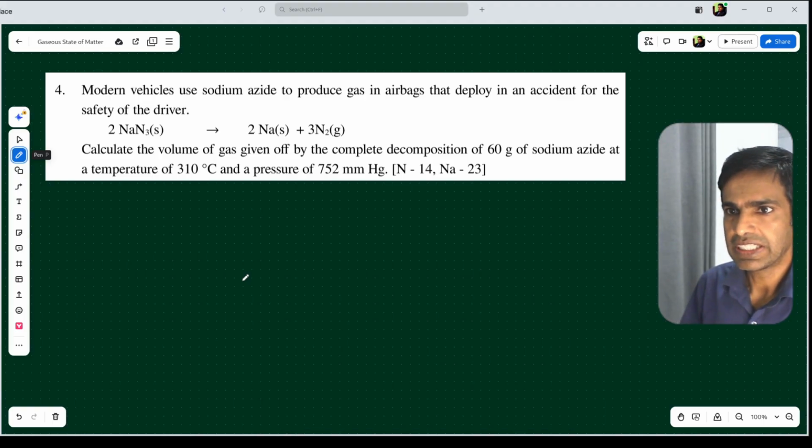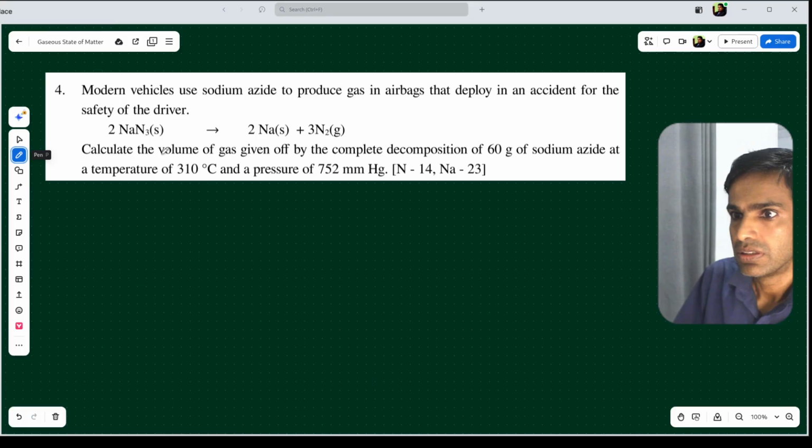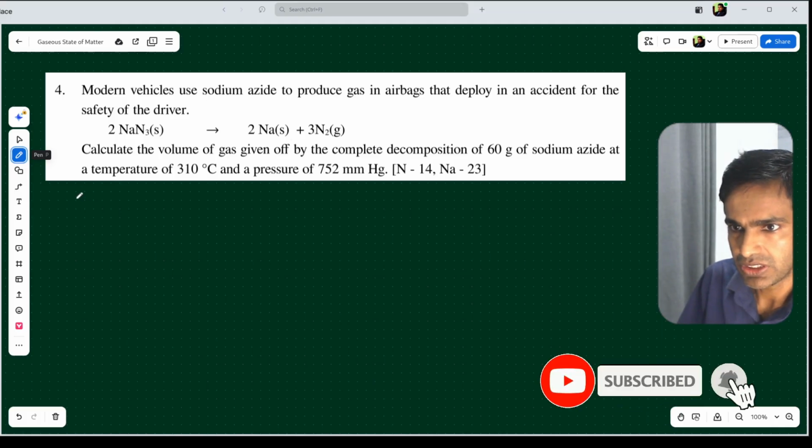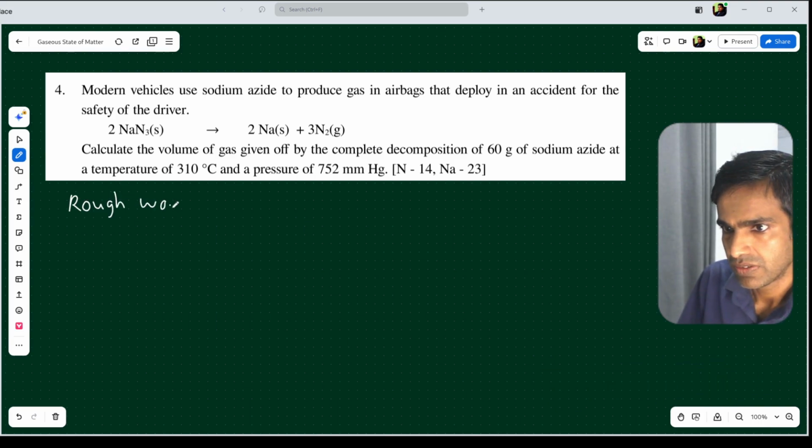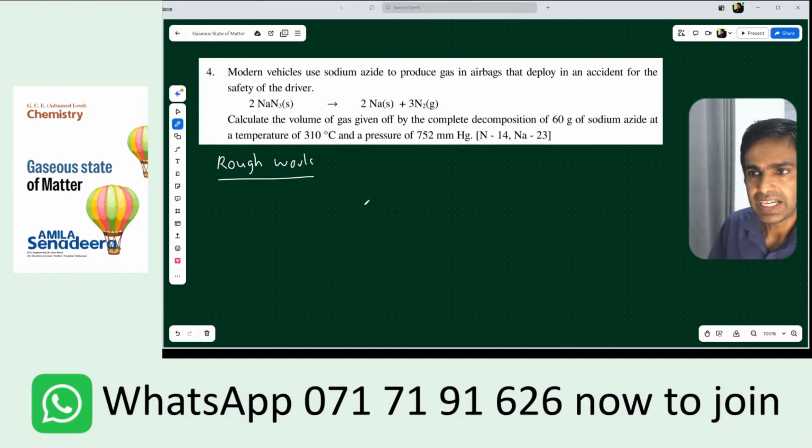Fourth question of the third assignment. We need to calculate the volume of gas given off by complete decomposition of 60 grams of sodium azide. So let's first analyze the question. That means rough work. You don't need to write rough work. Let's analyze the question. So we need to calculate the volume of nitrogen gas released.